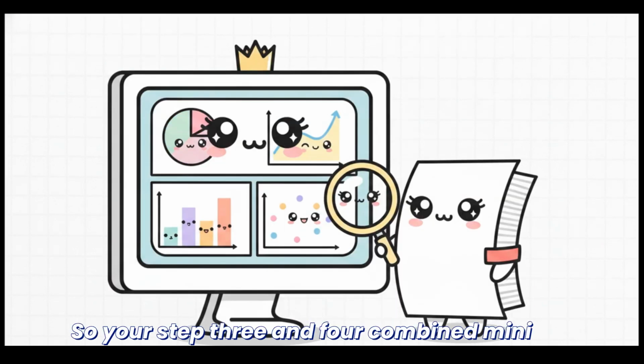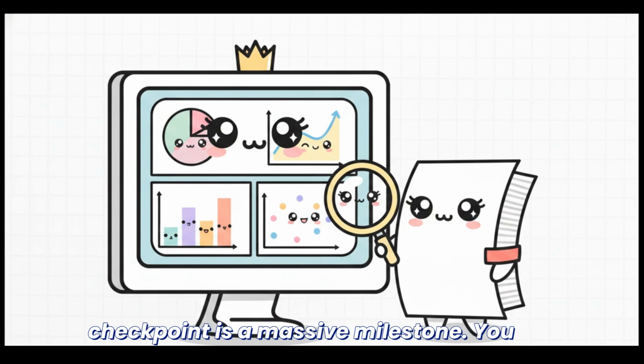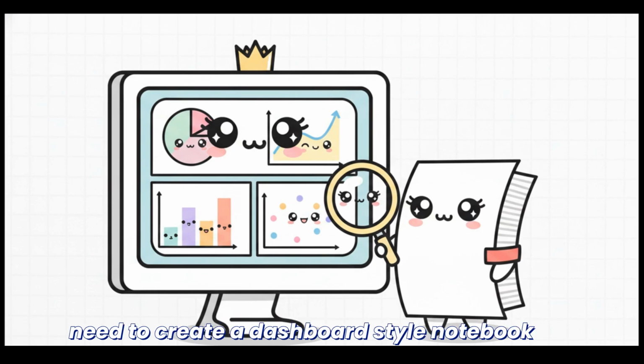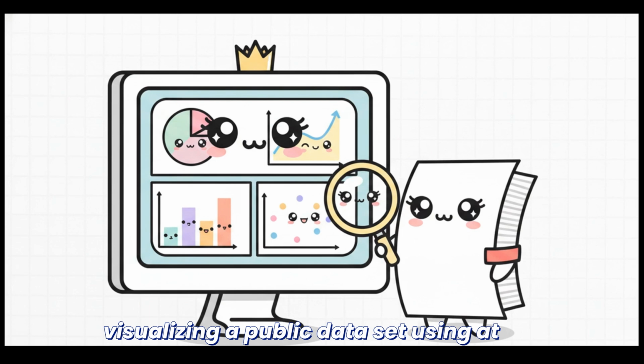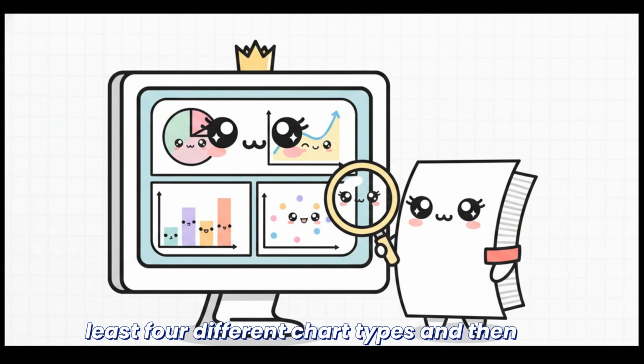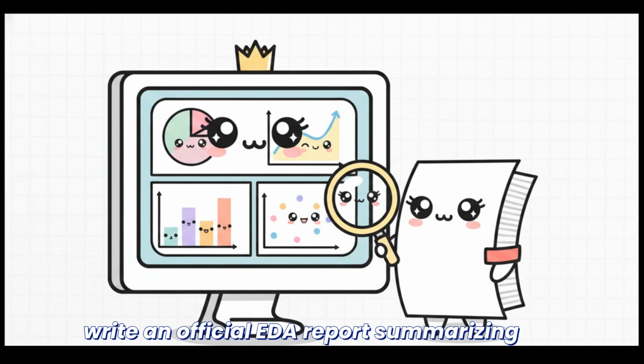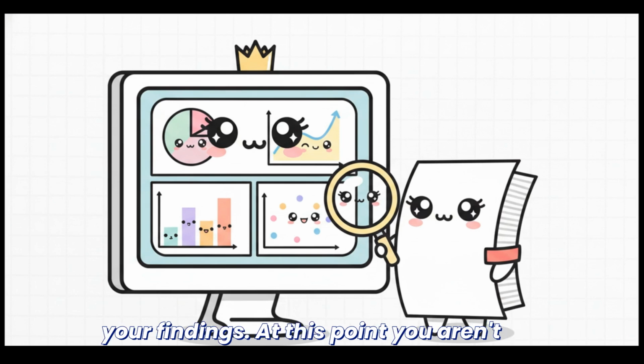So your Step 3 and 4 combined mini checkpoint is a massive milestone. You need to create a dashboard-style notebook, visualizing a public dataset using at least 4 different chart types, and then write an official EDA report summarizing your findings. At this point, you aren't just learning syntax anymore. You are acting exactly like a real data analyst reporting on real data.